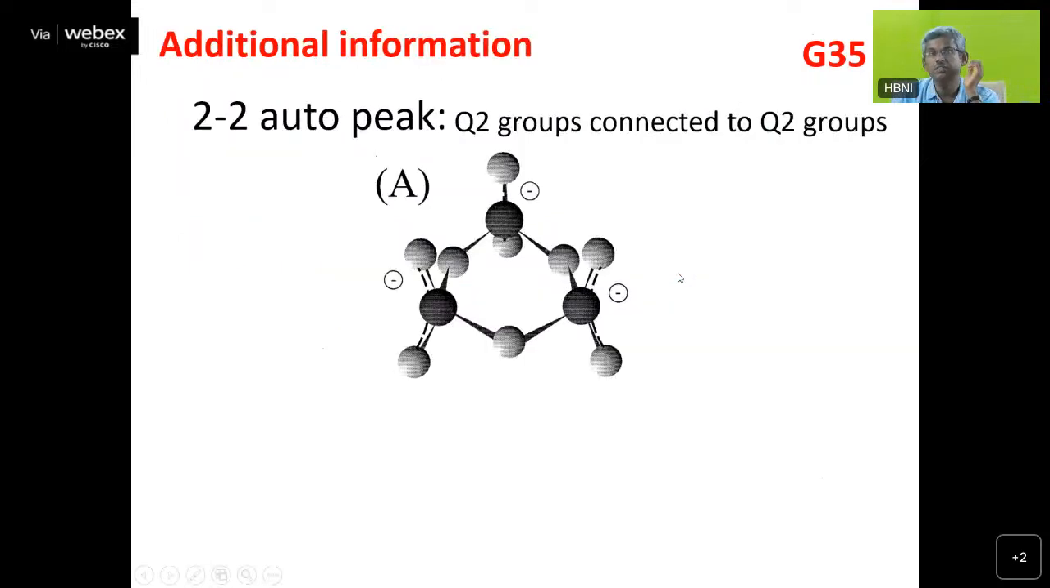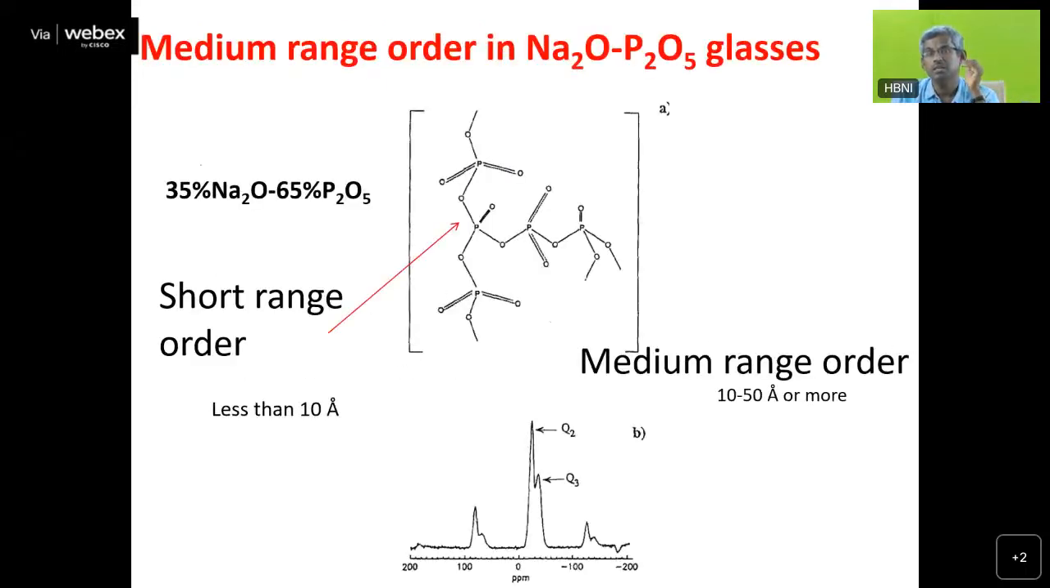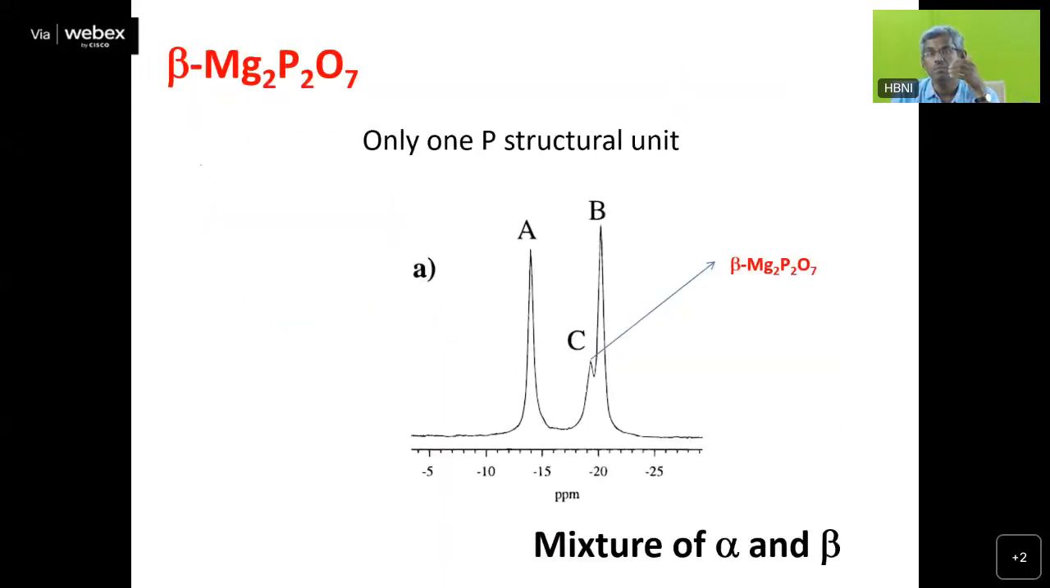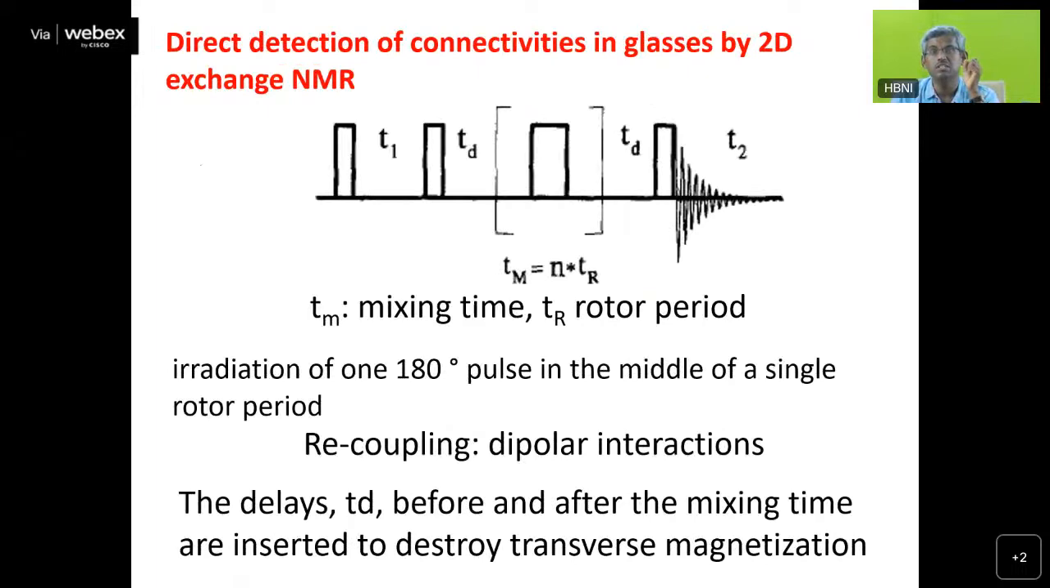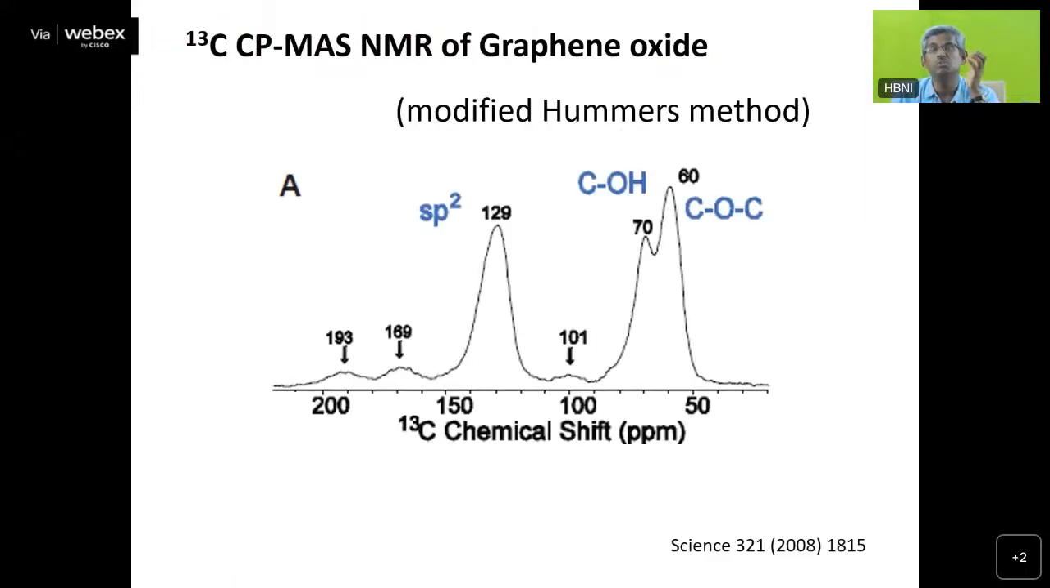Last class we discussed DQ-NMR, which is nothing but double quantum NMR. With double quantum NMR on one axis and single quantum NMR on the other axis, you get very good information. Whatever information is hidden in one-dimensional NMR, we can get by recording a two-dimensional NMR. You can talk about the medium range order in inorganic compounds. I am telling this just to refresh your memory.